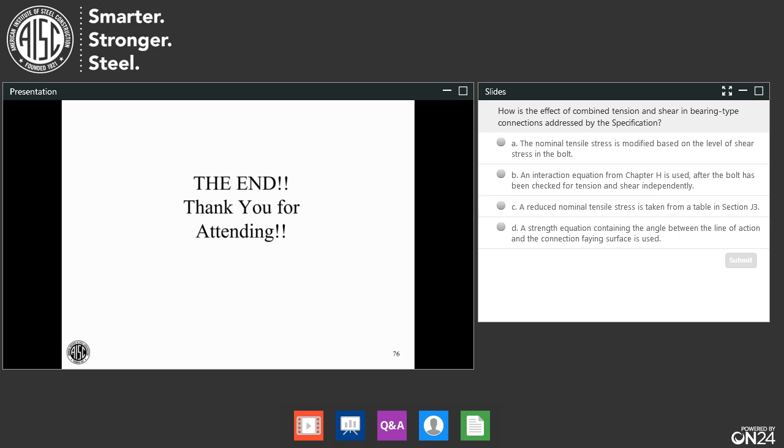Again, the question is, how is the effect of combined tension and shear in bearing type connections addressed by the specification? All right, so let's go ahead and see what the results are. I'm going to close the poll.